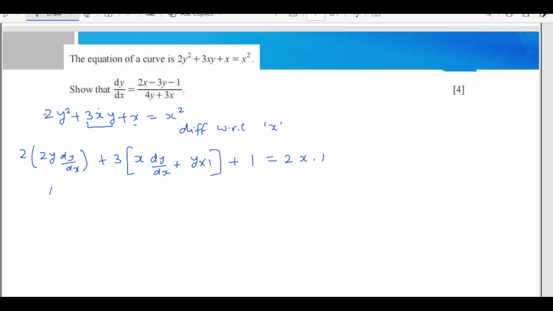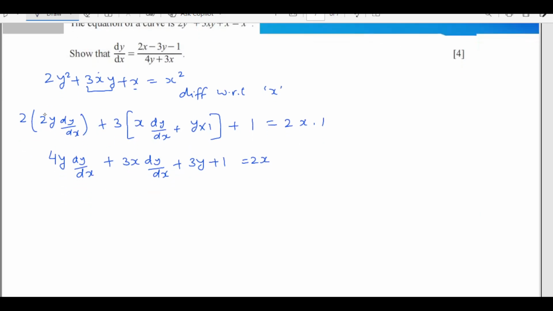So now I will open the brackets here, expanding this to 4y dy over dx plus 3x dy over dx plus 3y, it will be multiplied here, plus 1 equals 2x, right? Now we are just going to combine the first two terms, because we can see here we have dy over dx common. So inside we have 4y plus 3x equals 2x. I'm shifting both of these terms to the right hand side, it will become negative 3y minus 1.